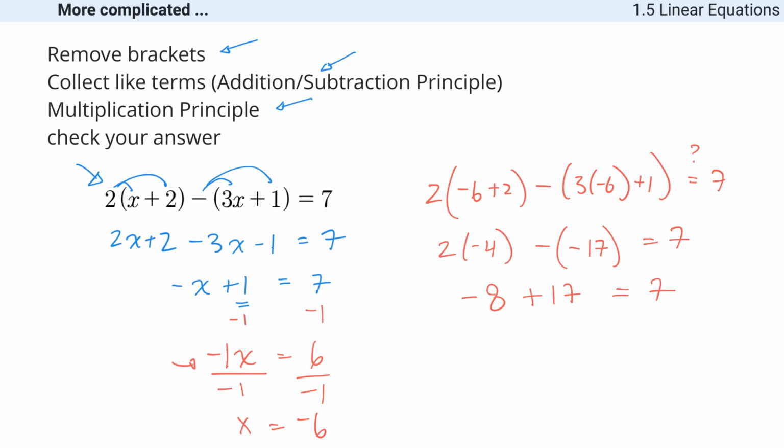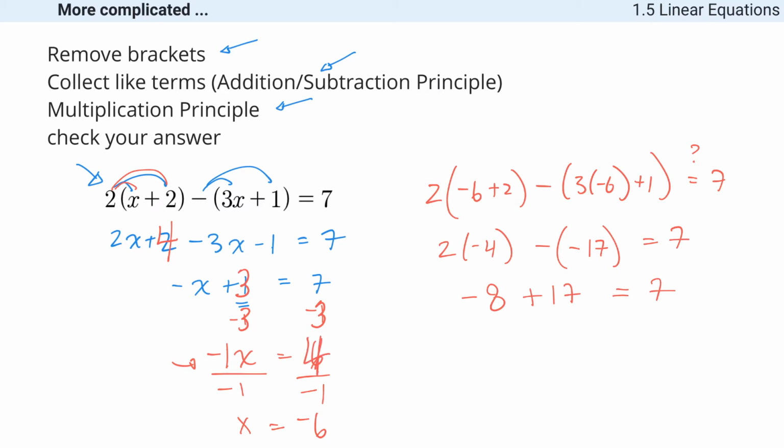Right at the start, I said that 2 times x is 2x, and 2 times 2 is 4. So this should be a 4. Darn. So 4 take away 1, this would be a 3. So I'm going to subtract 3 from both sides. I'm just fixing my mistake here. So this would be a 4.